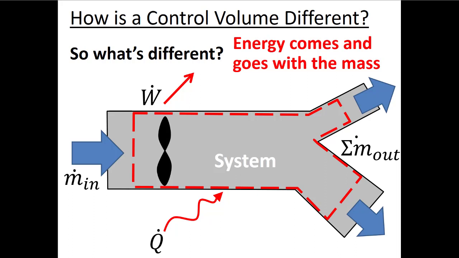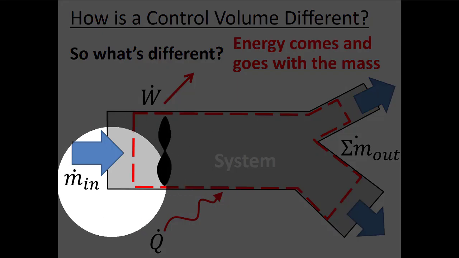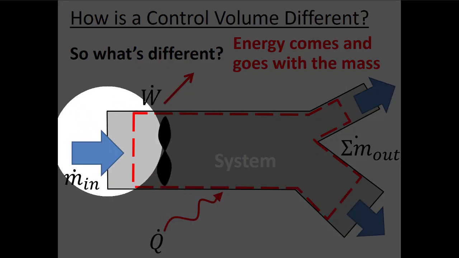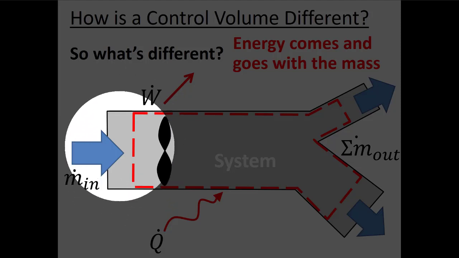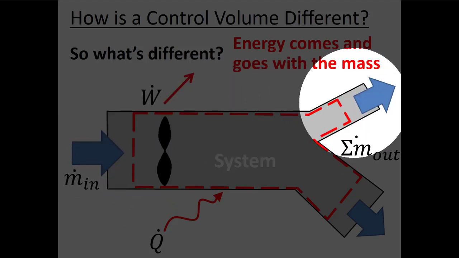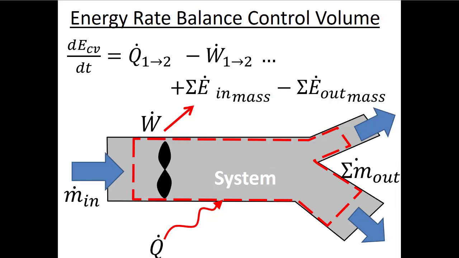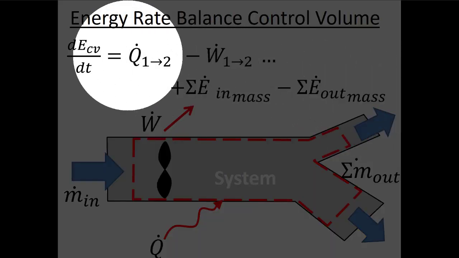In closed systems, maybe the amount of energy stored inside our mass was changing over time. But here with open systems, remember now we're looking at positions. So my energy that's coming in with this mass flow rate in might be different than the energy that's going out with this mass flow rate out. So I need to be able to track or account for the energy that's entering and leaving my system with the mass. So how do I do that?